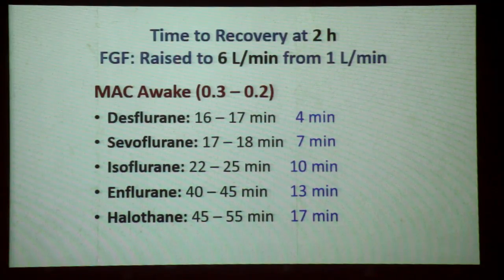So you have created a gradient initially for 4 or 5 minutes, but slowly again the alveolar concentration builds up, and the patient has become drowsy. That's the reason when the surgeries go for a prolonged period, it is better to ventilate these patients post-operatively for some time so that you have a completely awake patient at the end of surgery when you extubate. So keep these things in mind.